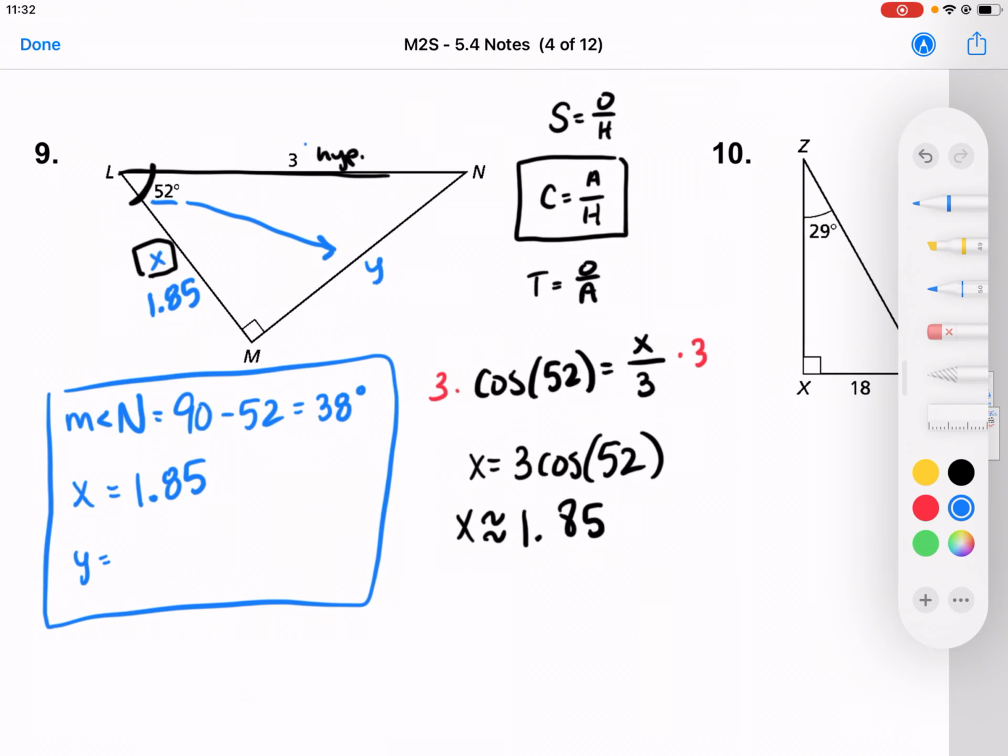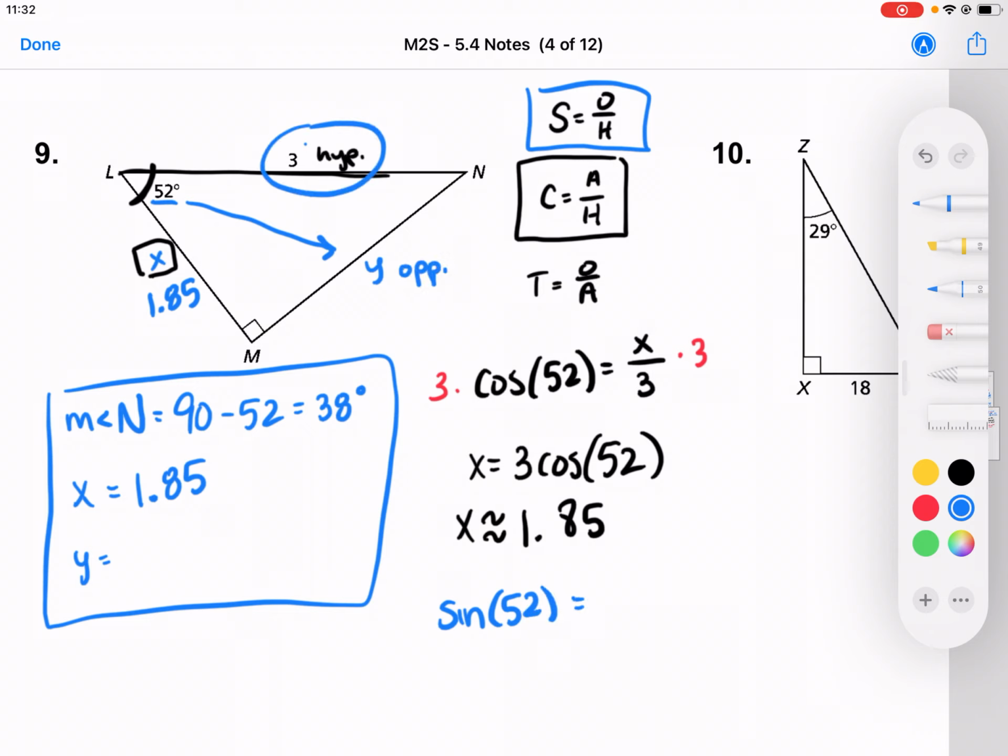So I'm finding y, so then I'm going to do sine of 52, since we already have the hypotenuse and y is the opposite side. So that's why I'm using sine. So we have y over 3. And then I'll do the same thing where I multiply both sides by 3. So y is going to be 3 times sine of 52, and you'll type that in. And you end up with approximately 2.36. And there you go.